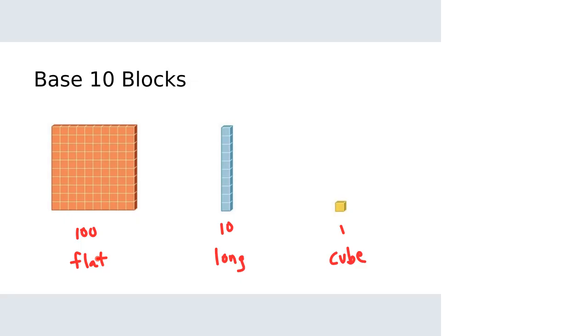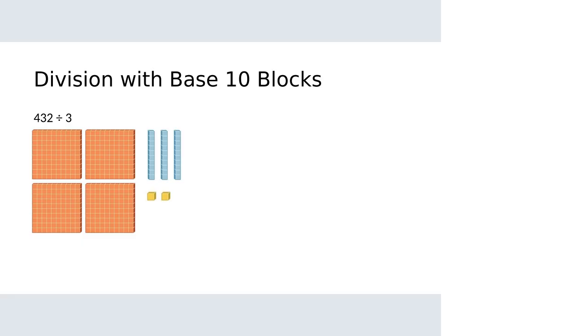One of the things you can do with base 10 blocks is you can do division before you've ever learned the standard algorithm. And here's what I mean by that. If we want to do 432 divided by 3, and we're not going to use the standard algorithm, maybe we haven't even learned that yet, we're just getting the idea of division across. 432 divided by 3, and we have the 432 as 4 flats, 3 longs, 2 cubes.